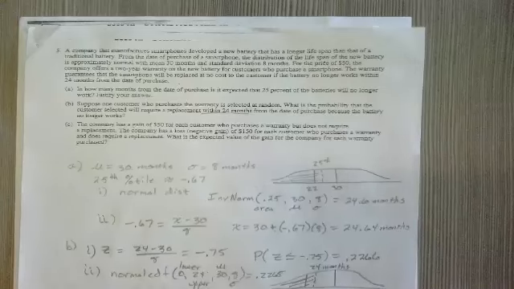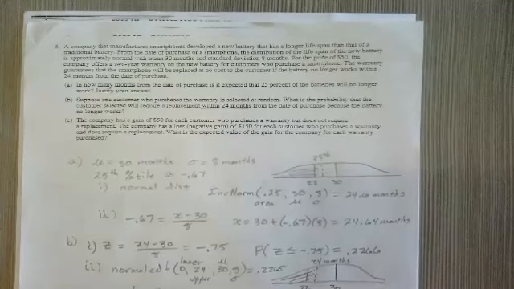So now we're up to the last question of the quote unquote easy questions. Question 5. Has it taken you less than 65 minutes to do this? Let's hope so. A company manufactures smartphones and developed a new battery that has a longer lifespan than the traditional. From the date of purchase of a smartphone, the distribution of the lifespan of the new battery is approximately a mean of 30 months and a standard deviation of 8 months.